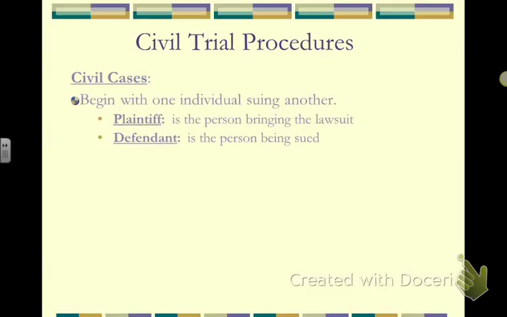So all the parties to a civil trial are the plaintiff and the defendant. The plaintiff is the one who is suing. The defendant is the one who is being sued.